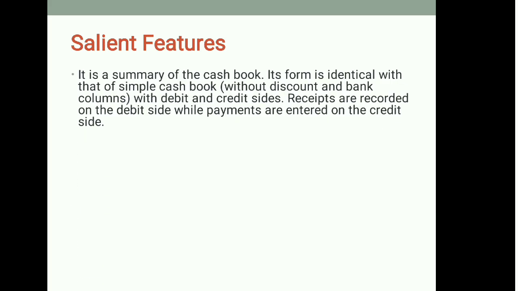Salient features. The salient features are: it is a summary of the cash book. Its form is identical with that of a simple cash book without discount and bank columns. With debit and credit sides, receipts are recorded on the debit side while payments are entered on the credit side. The format you will get later.